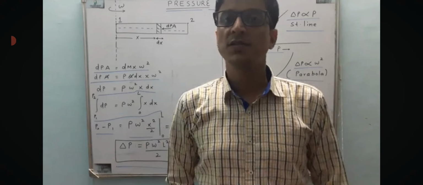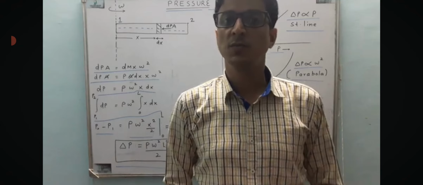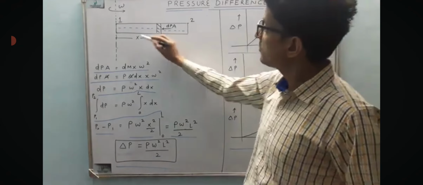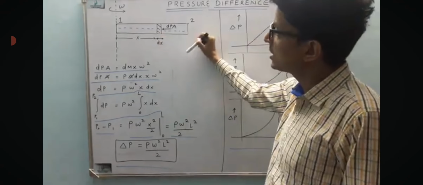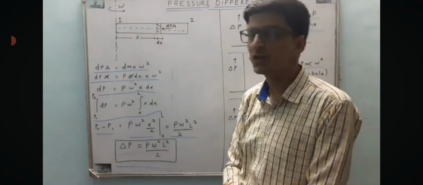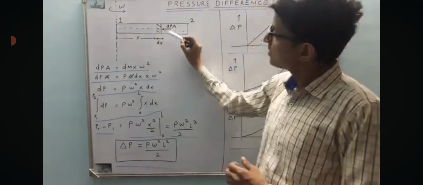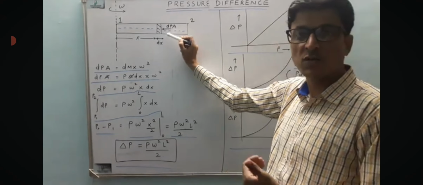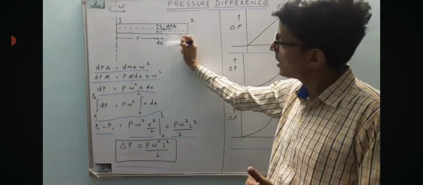Today I will discuss pressure difference in a rotating tube. So here we have a rotating tube which is rotating about an axis passing through the end and perpendicular to the length of the tube. So liquid will be forced to come out because of the centrifugal force.